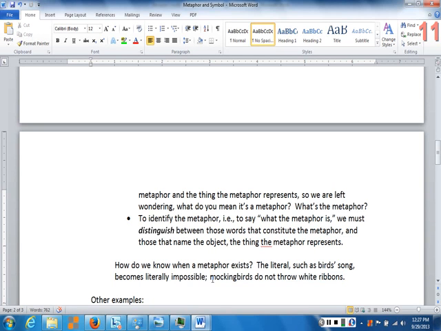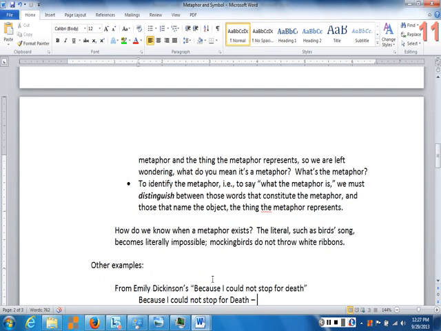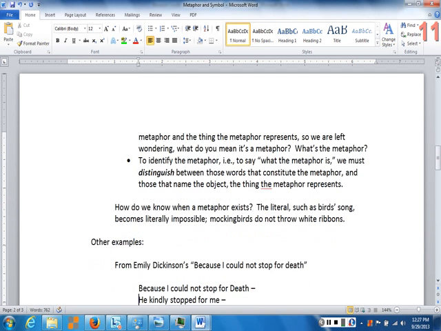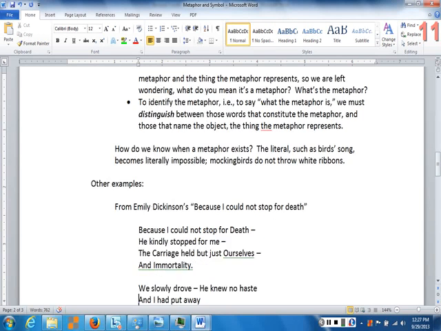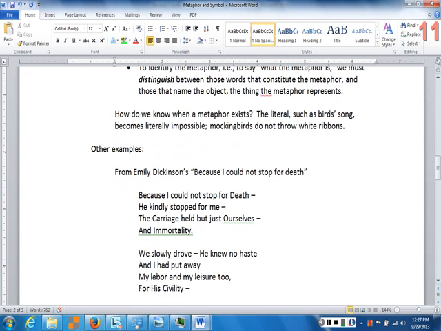Let's look at some other examples of metaphor. This is from Emily Dickinson's poem, "Because I Could Not Stop for Death." Again, it's from the poem. It's not the entire poem, just the first two stanzas. Again, 4-line stanzas, quatrains, right? A quatrain is a 4-line stanza.